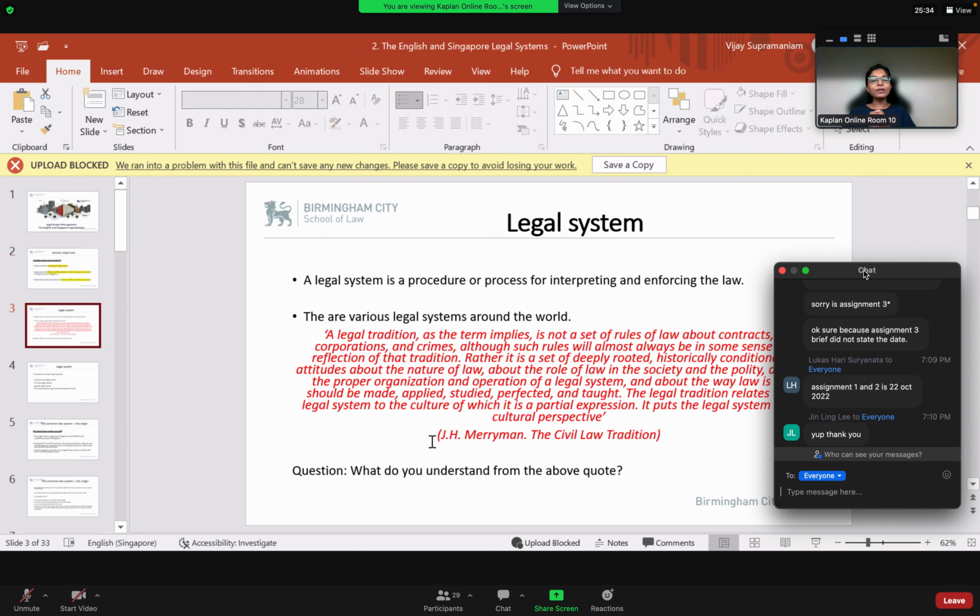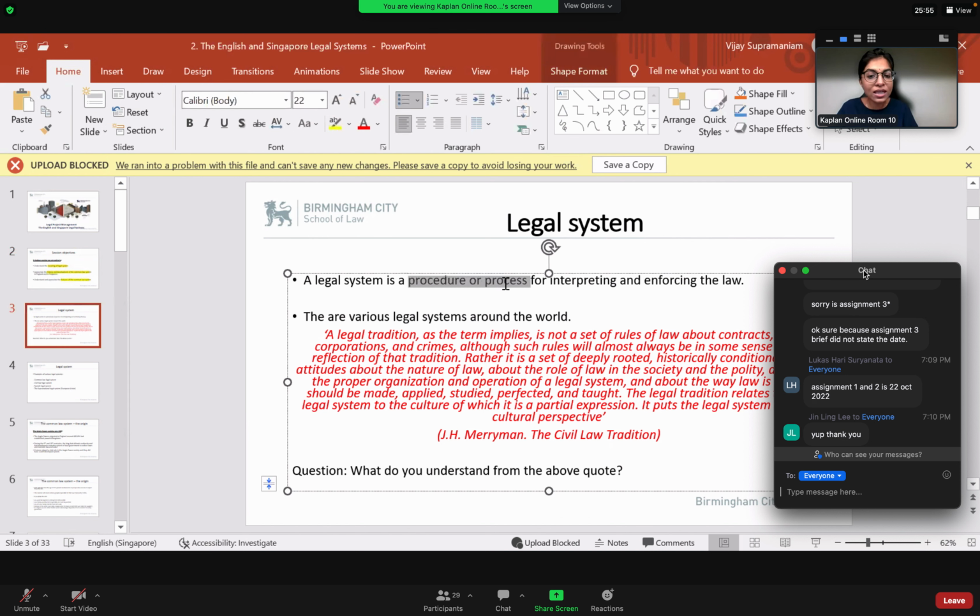So let's start with the first learning outcome, which is the definition of legal system. When it comes to the definition of legal system, a legal system is generally described as a procedure or process. And what is this procedure and process for? This is a procedure and process for interpreting and enforcing law.